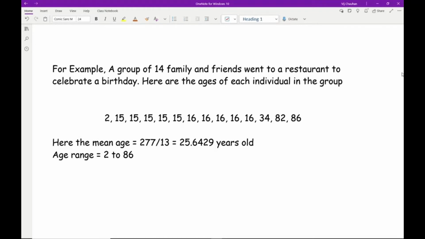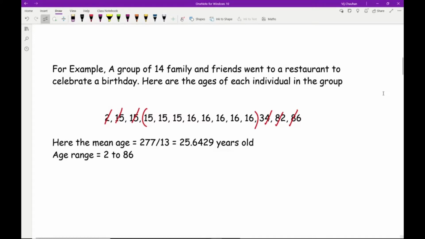So what we do is, for example, if I just get my pen here, if I was to eliminate, let's say, the youngest 3 people and the oldest 3 people, you can see that the age range is going to be more of a general picture of 15 to 16. And this is what the interquartile range actually does. It eliminates the lowest 25% of the results and the highest 25% of the results, giving you the middle majority of 50%. And like I said, this is one of the advantages of using the interquartile range as a measure of spread, because it eliminates any high or low values you may have.